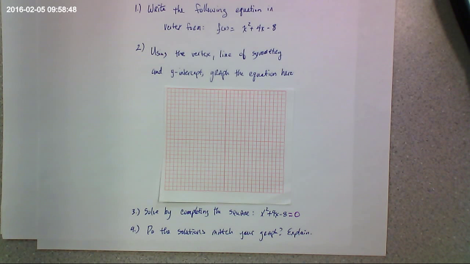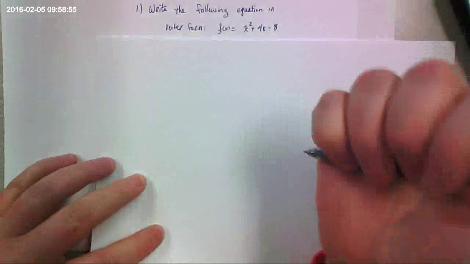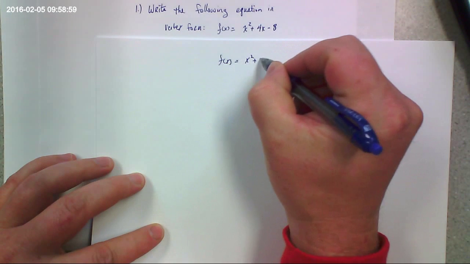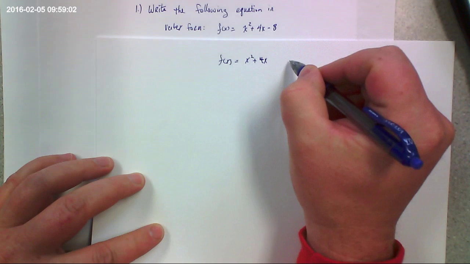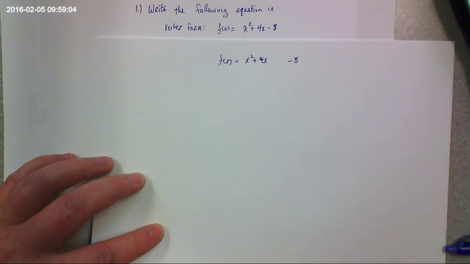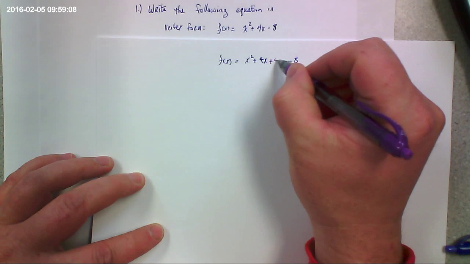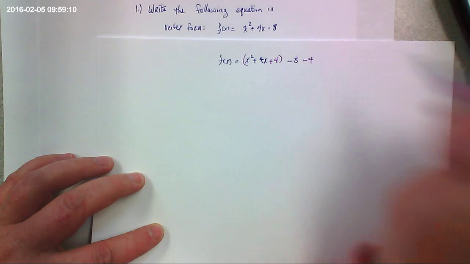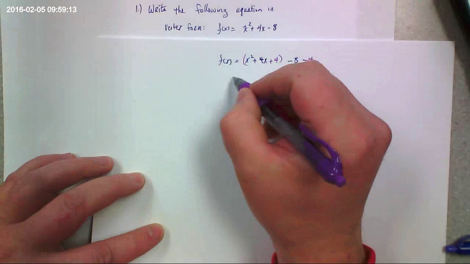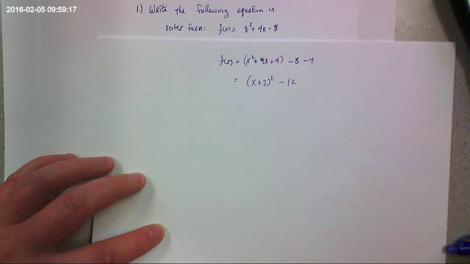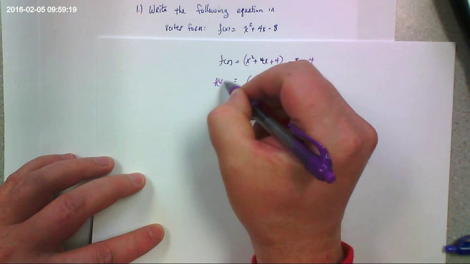Here we go. We're going to do this one. So we're going to change that into vertex form first. So x squared plus 4x minus 8. You leave some space, right? So you take half of that and square it and add it and subtract it, right? So then it's x plus 2 squared minus 12. Is that right? That's vertex form.